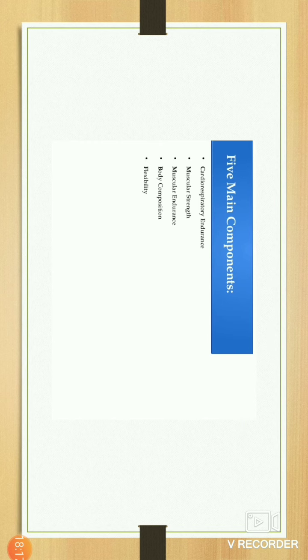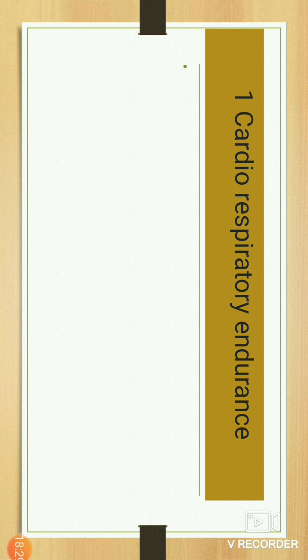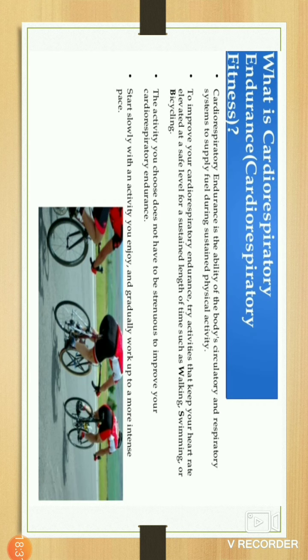There are five main components: cardiorespiratory endurance, muscular strength, muscular endurance, body composition, and flexibility. Now, what is cardiorespiratory endurance? Cardiorespiratory endurance is the ability of the body's circulatory and respiratory system to supply fuel during sustained physical activity, just like cycling.